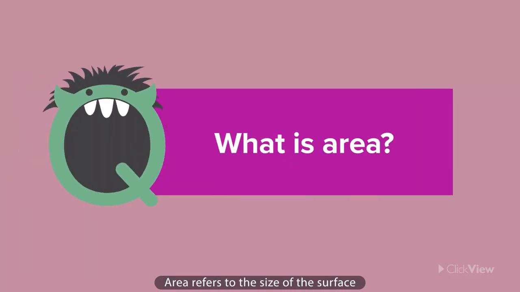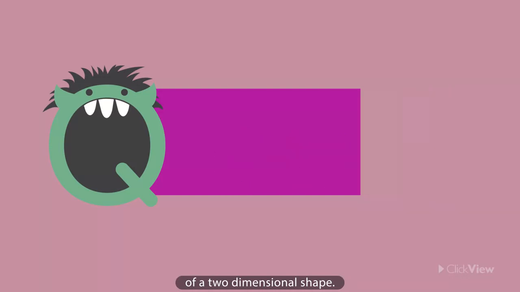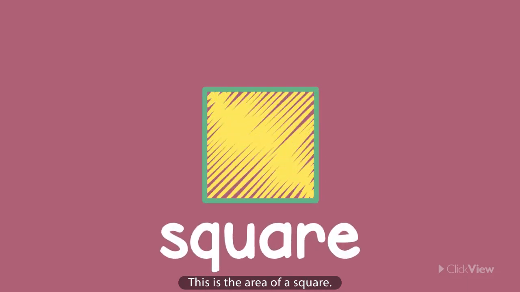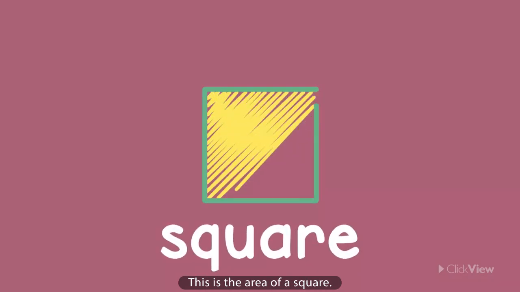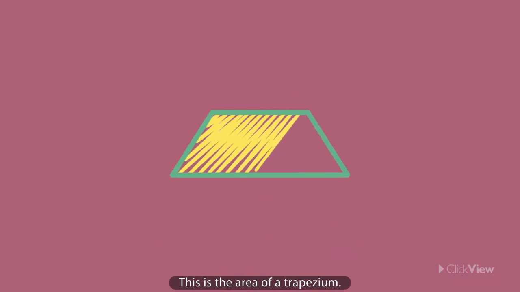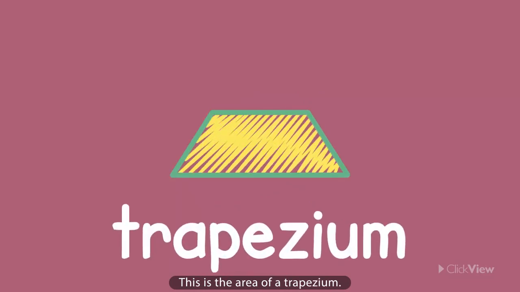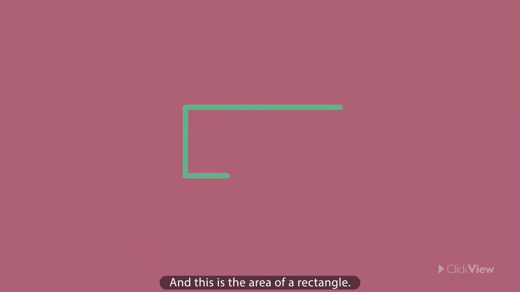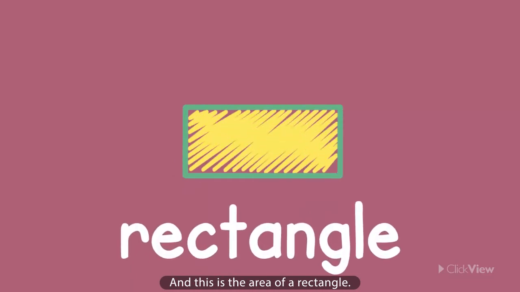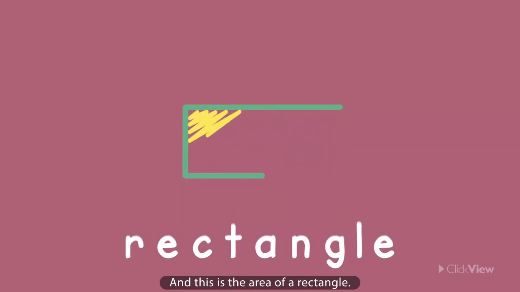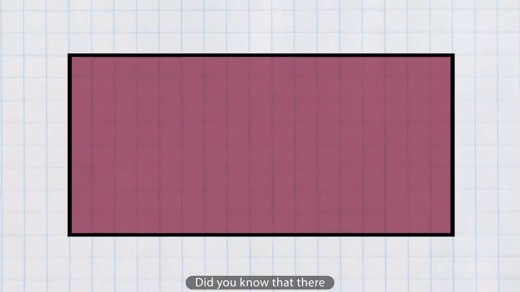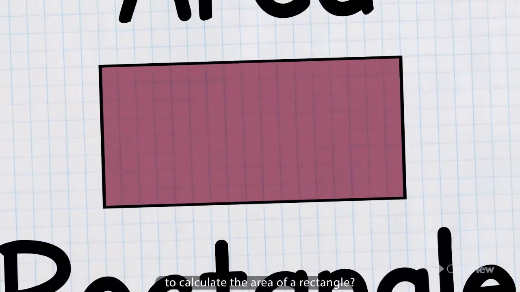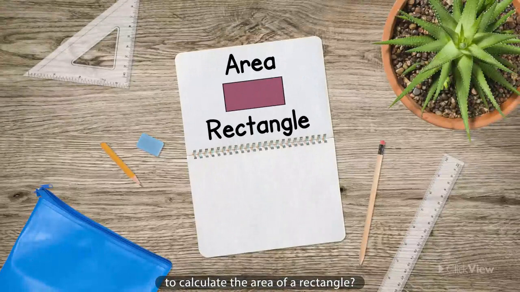Area refers to the size of the surface of a two-dimensional shape. This is the area of a square. This is the area of a trapezium. And this is the area of a rectangle. Did you know that there are many different ways to calculate the area of a rectangle? Take a look at some of these methods.